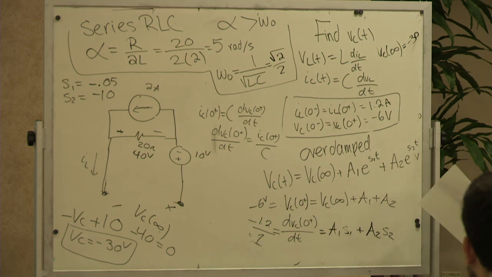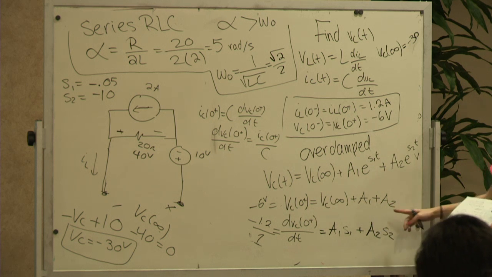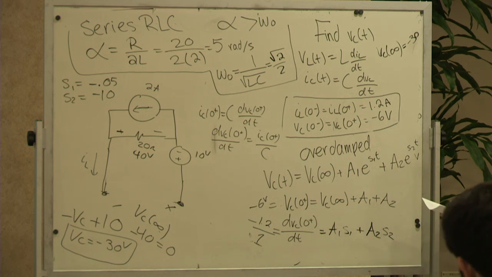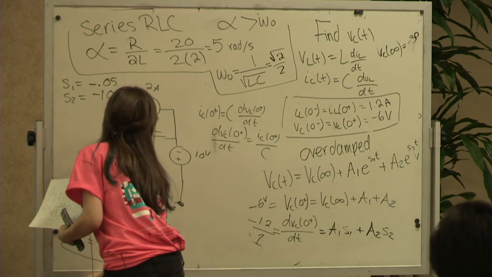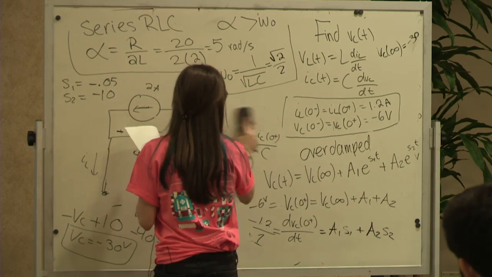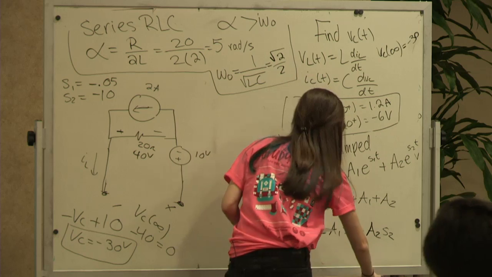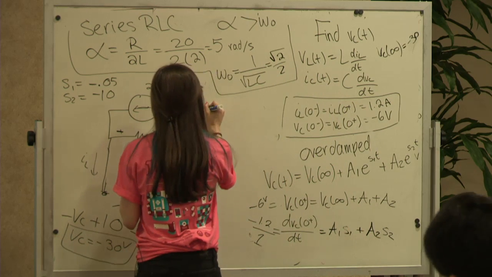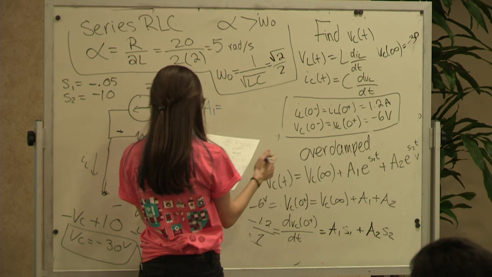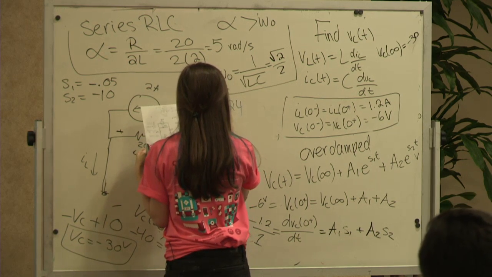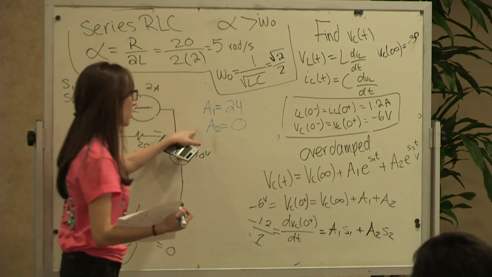And I'm not going to, now you just plug it all in and solve for it, because now you have 2 equations, 2 unknowns, A1, A2. And if you want to check at home, your A1 is going to equal 24, and your A2 is going to end up being 0. And then you would plug in A1 and A2 to this.